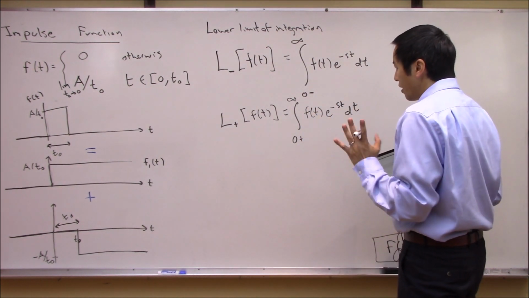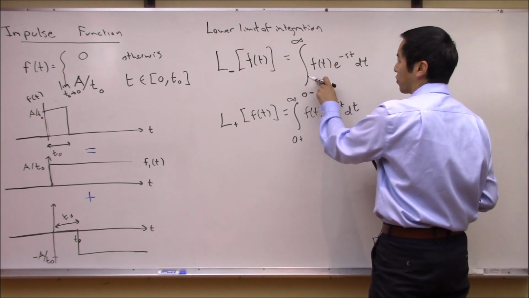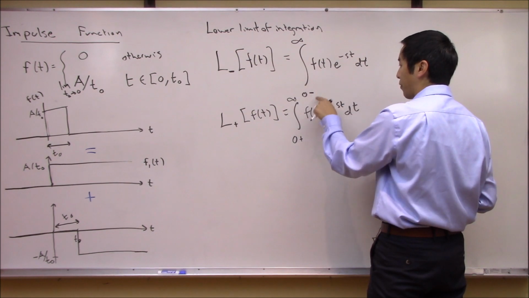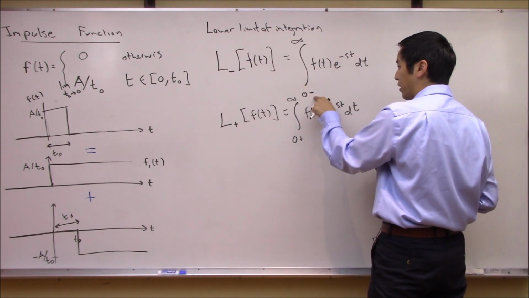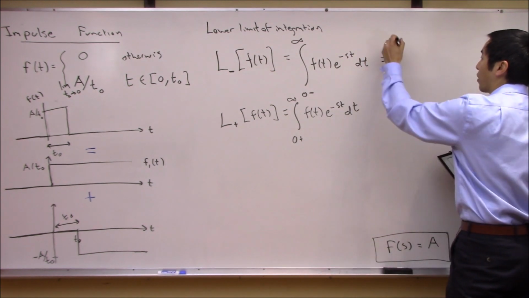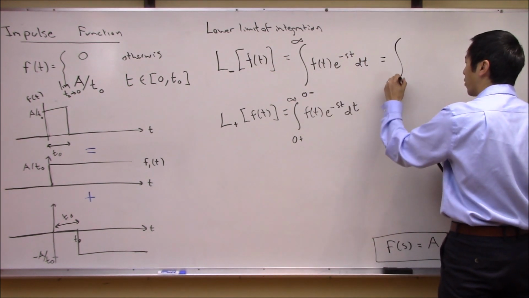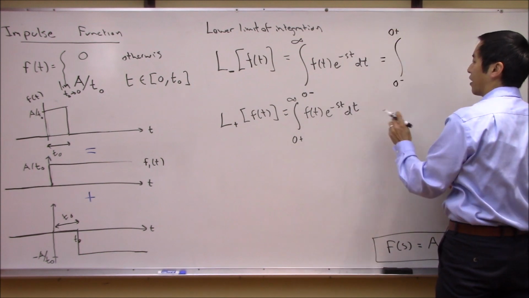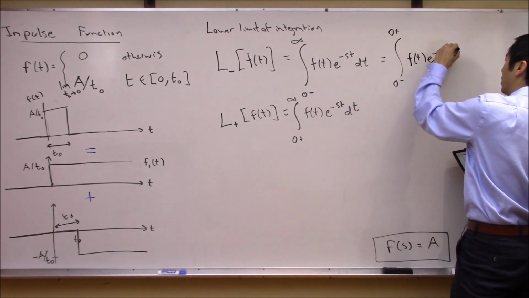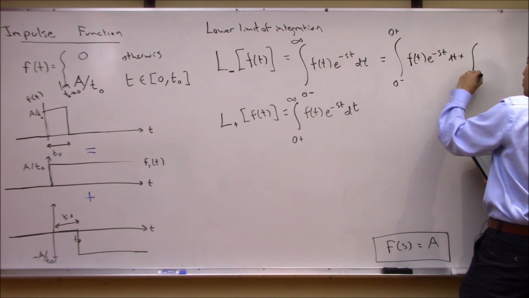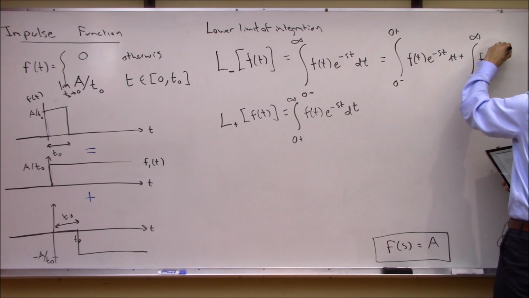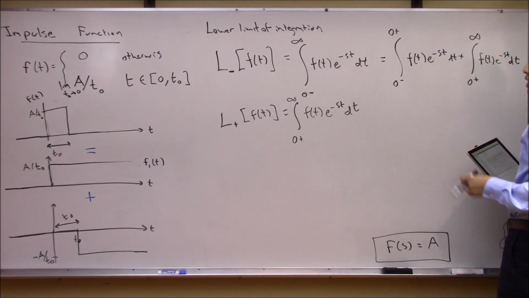So let's take a gander at it. Let's look at this first expression here, especially with respect to the limit of integration. Notice that you could write this thing out as, okay, let's go from 0 minus up to 0 plus of f of t e to the minus st dt, and then we'll go from 0 plus all the way up to infinity of the same thing, f of t e to the minus st dt. That's the exact same thing.